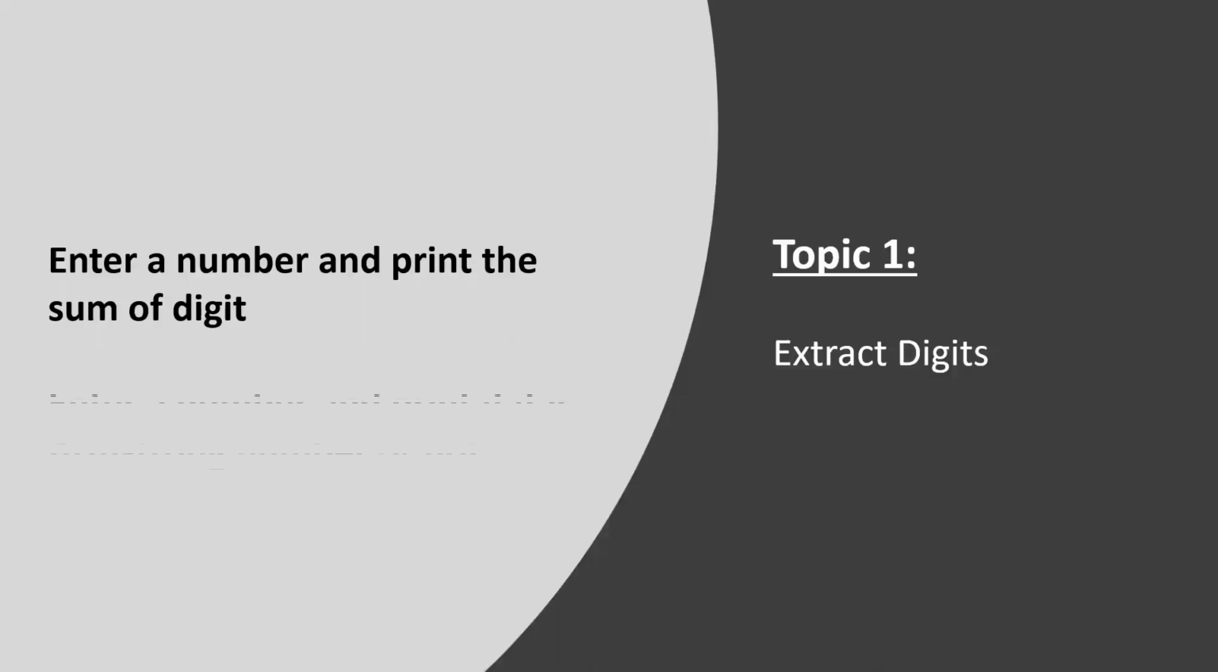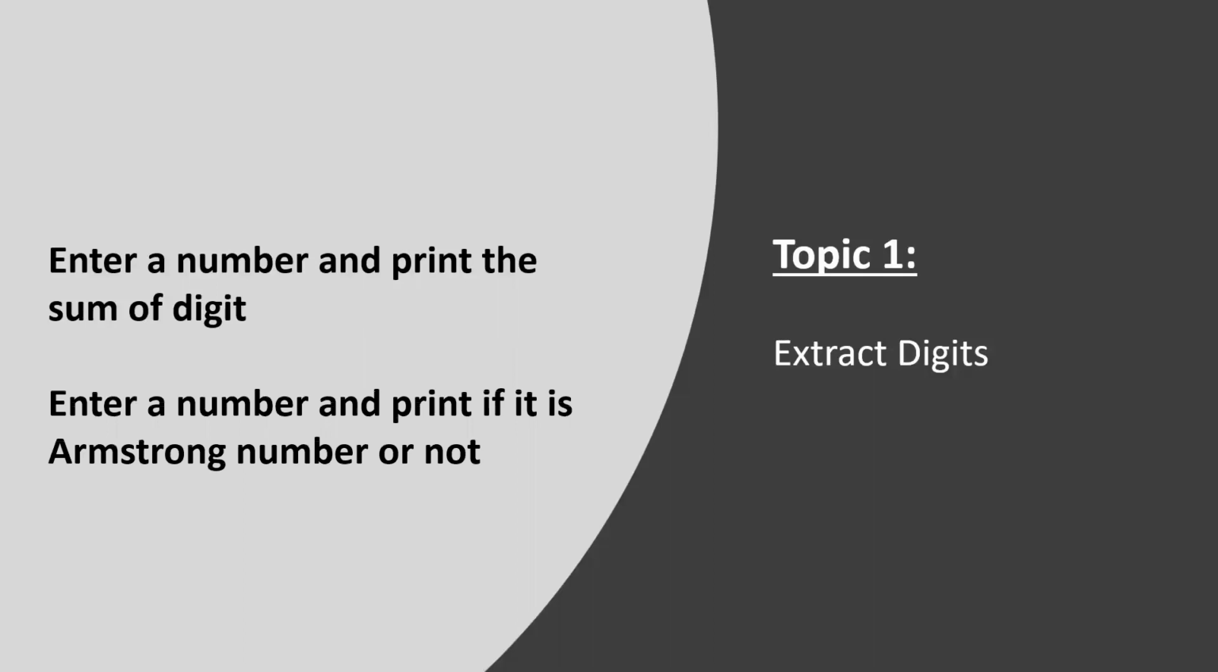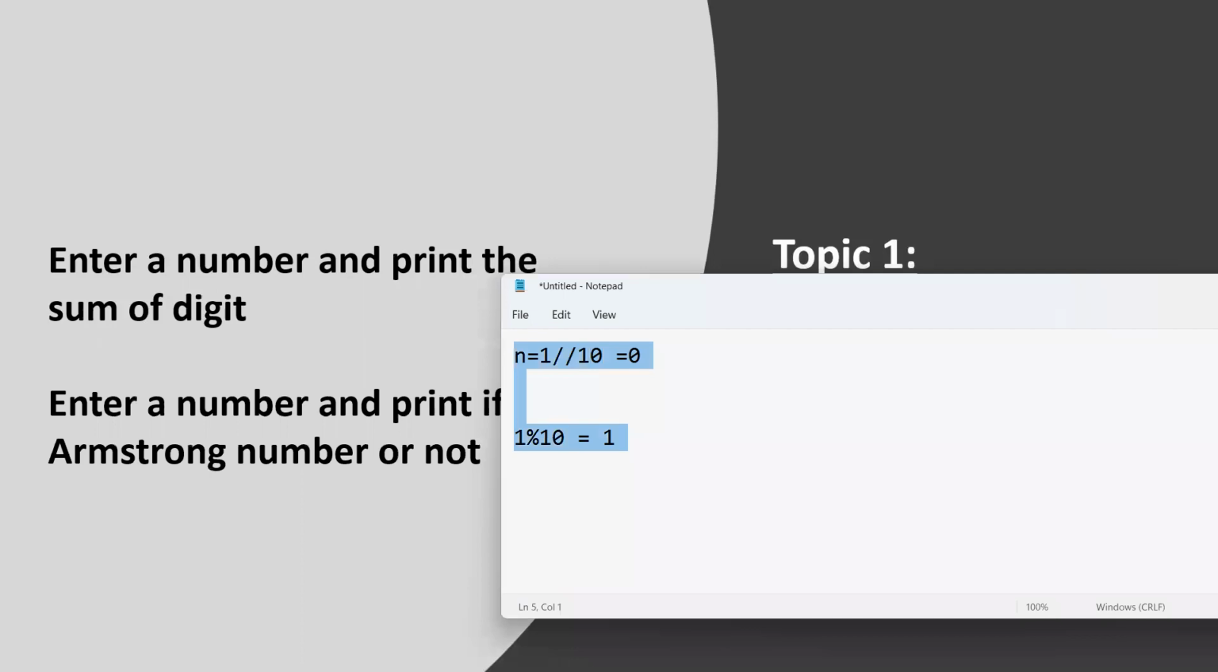So if I go to the next problem: enter a number and print if it is an Armstrong number or not. So what is an Armstrong number? An Armstrong number is a number where the sum of the cube of its digits is equal to that number itself. So 153 means 1 cube plus 5 cube plus 3 cube. What does it mean? I cannot give a superscript here, so I have to write it manually. So you can think mathematically of 1 cube plus 5 cube plus 3 cube.